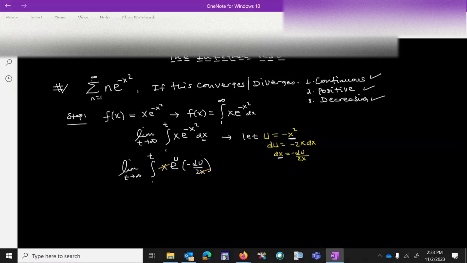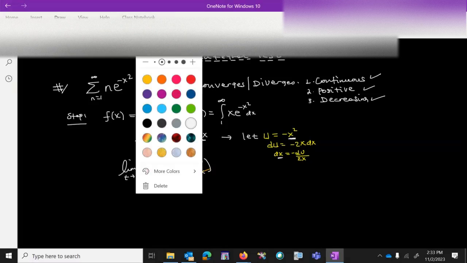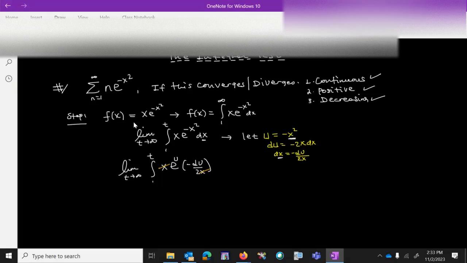And then I can rewrite this one in different form, or the next step is going to be this. Look at that. There is a negative here, there is a negative here, and then over 2. So 1 over 2 can go outside the limit. Okay, I can bring it to the front: negative 1 over 2 times the limit of the integral of e to the power of u from 1 to t as t approaches infinity.